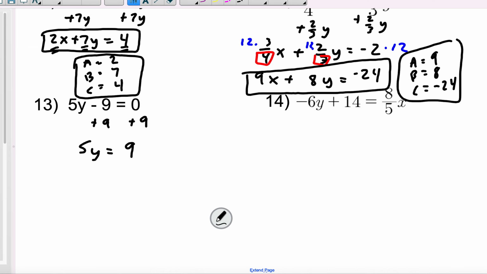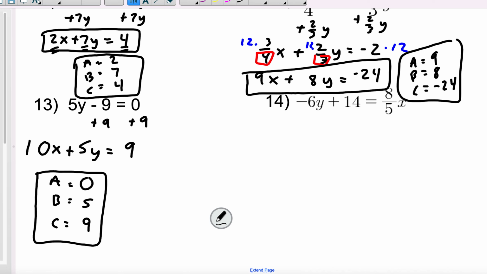If you want to put the x term in there, you can. You're just going to do 0 in front of the x and write 0x + 5y = 9, if that's helpful for you. Then you have to identify a, b, and c. A is what's in front of x, which is 0. B is what's in front of y, which is 5. And c is 9. Notice they're all positive whole numbers, so I didn't have to change anything except bring the constant over to the other side.